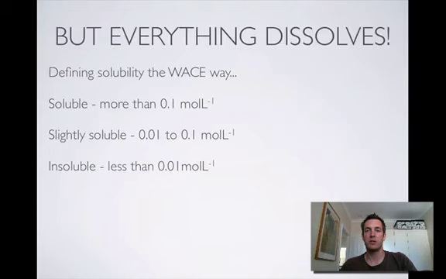Now just finally, let's look at these definitions of what solubility is. If everything dissolves, then surely everything is soluble. But that's not really the case, because we define different degrees of solubility in different ways. So we define anything that dissolves more than 0.1 of a mole in every litre of solvent as a soluble substance, anything in the range between 0.01 and 0.1 is slightly soluble, and we term things that dissolve less than 0.01 of a mole in every litre insoluble, even though a very small amount of them will dissolve.